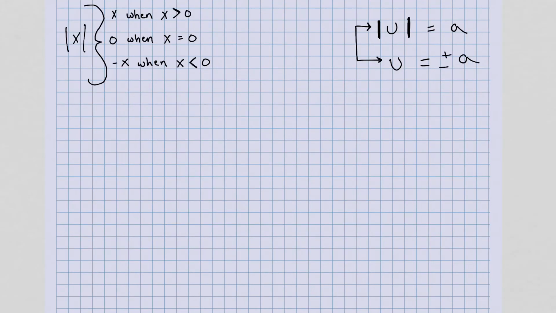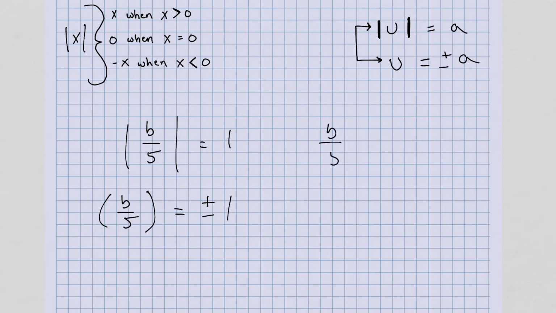All right, let's try an easier one. Maybe something like the absolute value of b divided by 5 equals 1. So when we take these absolute value signs off, we get b over 5 equals plus or minus 1. So b over 5 equals 1, or b over 5 equals negative 1. On this top one, we get b equals 1 times 5, that's 5. This one down here at the bottom, b equals negative 5.